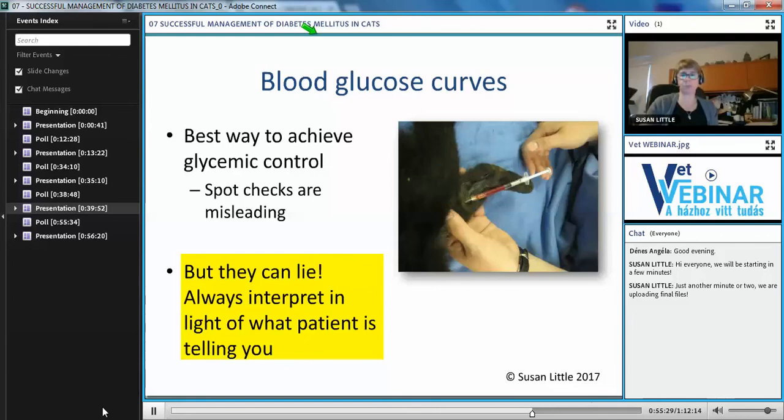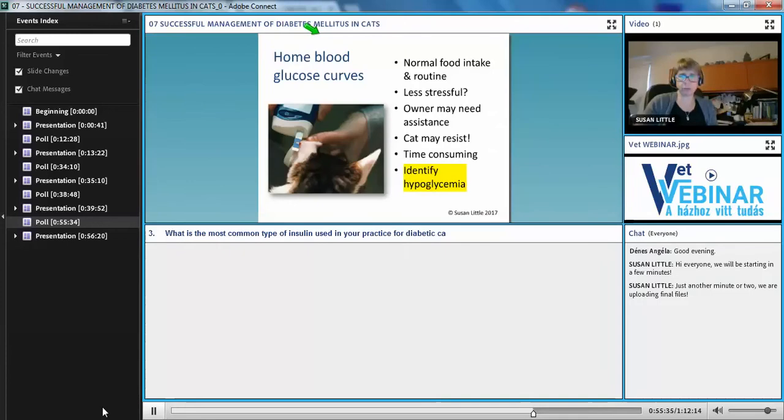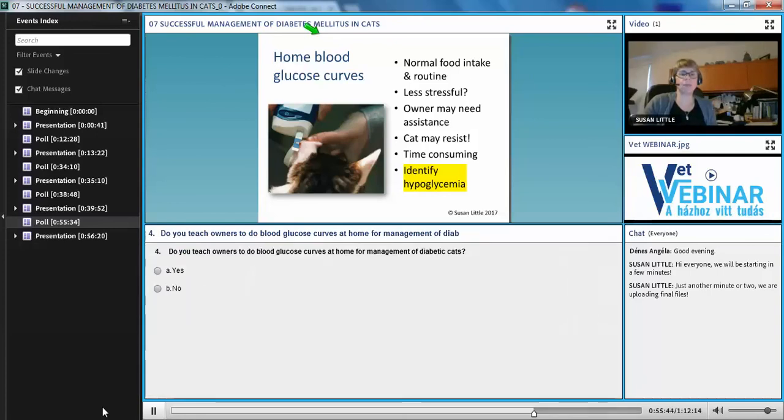So before we talk about home blood glucose curves, let me just send another poll in here, and I will ask you how many of you teach owners to do blood glucose curves at home for managing your diabetic patients. So do any of you do that? It'll just give me a little bit of an idea what your experience is.